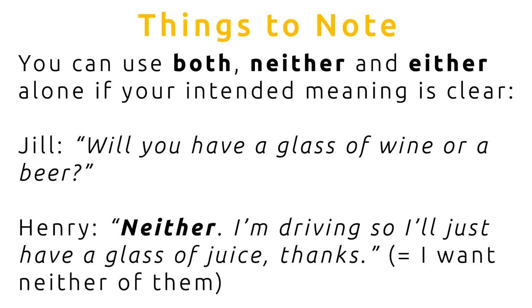And here is another example using neither. So Jill says, "Will you have a glass of wine or a beer?" Henry replies, "Neither. I'm driving, so I'll just have a glass of juice, thanks." So originally he simply said neither. That means I want neither of them. Remember, neither is negative, so he's saying I don't want wine or beer.